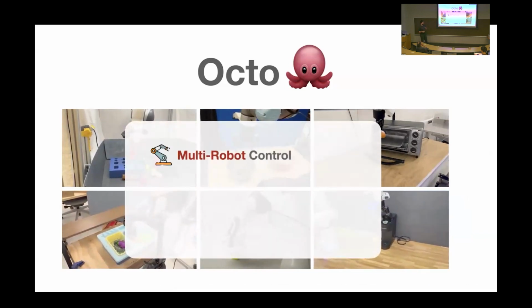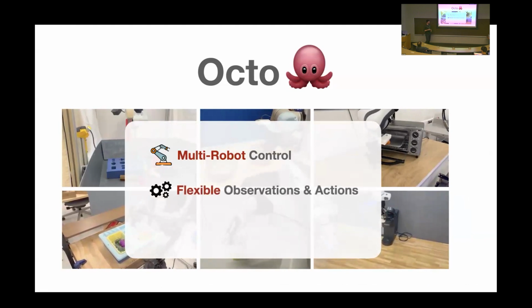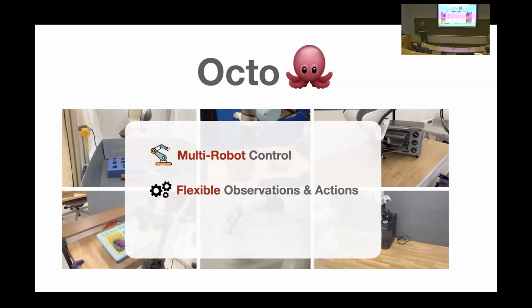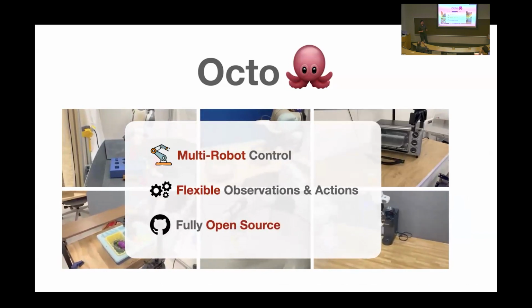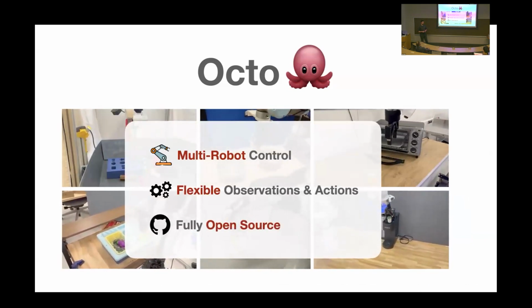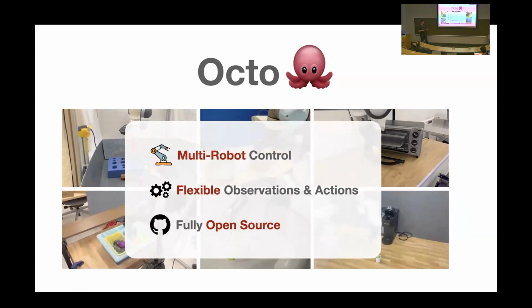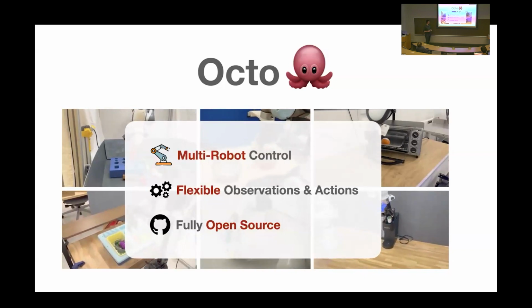The key facts of the Octo model are that it's, again, a multi-robot control model. Importantly, it's more flexible in its observation and action spaces than the original RT-1 and RT-2-X models, and I will discuss what this means. And it is fully open source. So not just the model weights or the inference, but also the full training pipeline, the data loader, our visualization code, anything that you would need to get started on training these models, it's fully open source.